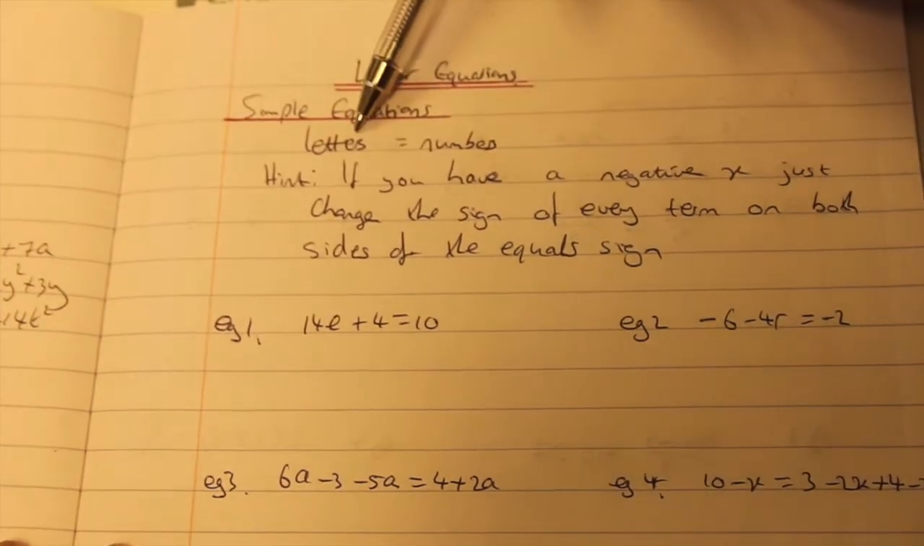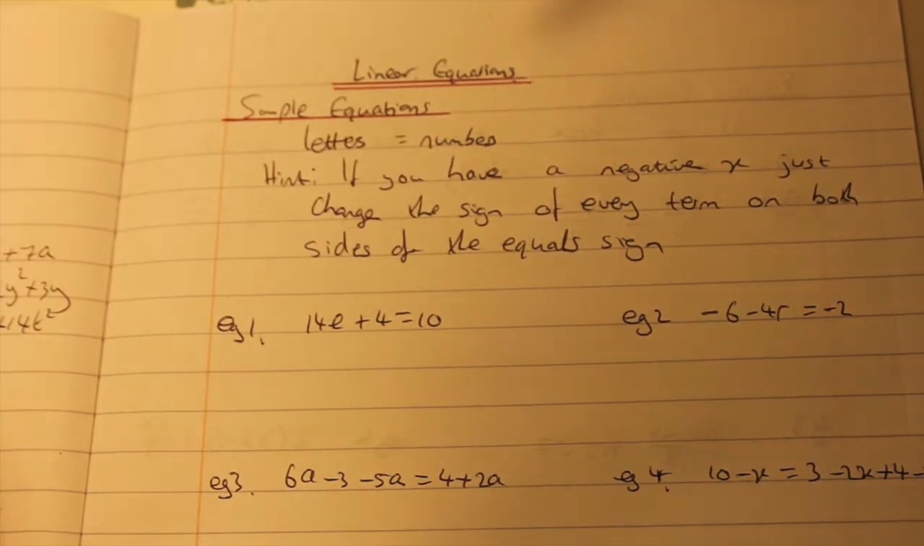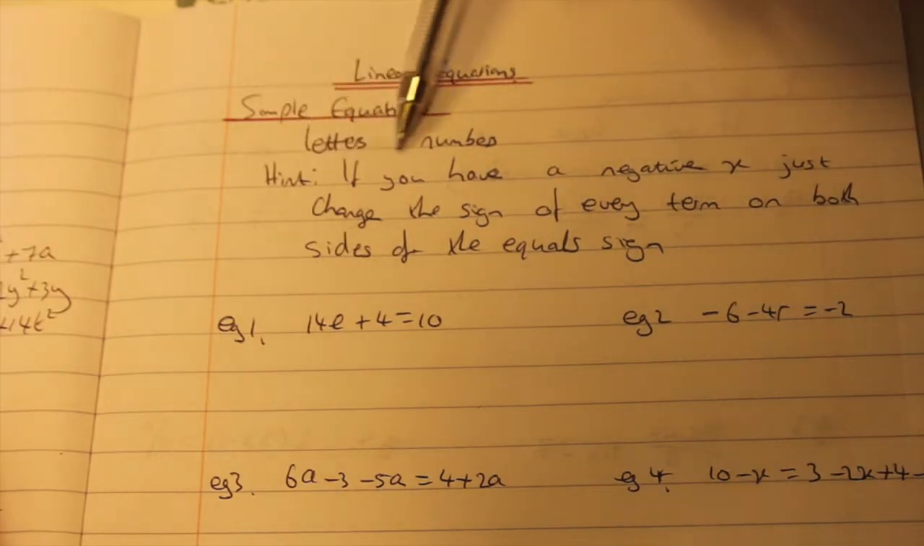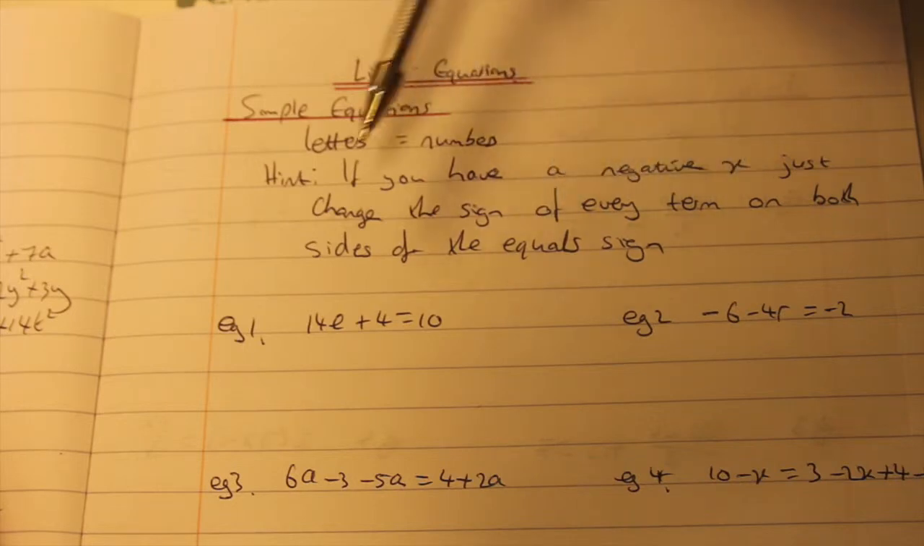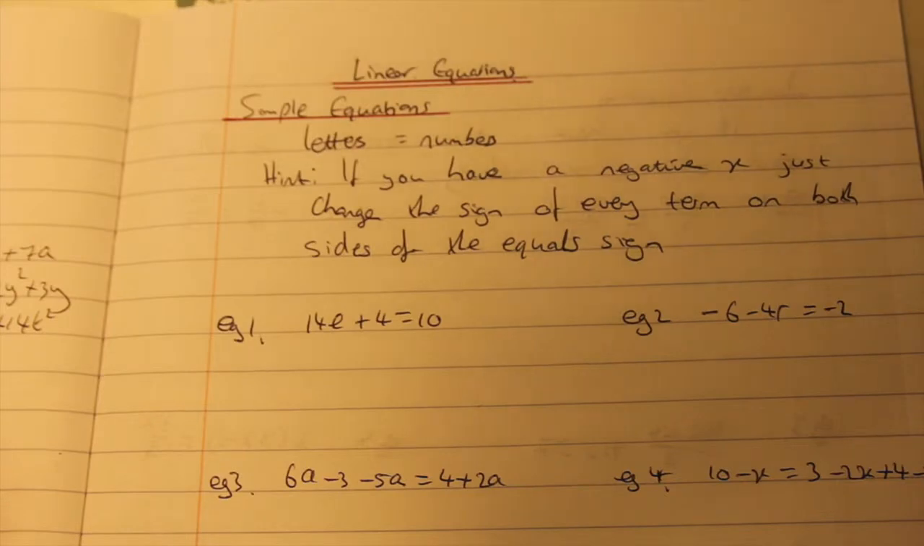Now, remember when you move sides, you do the opposite. So if you're moving an adding thing, it becomes a subtracting. If you're moving a multiplying, it becomes a dividing, and so on. Now, a hint here: if you have a negative x, you just change the sign of every single term on both sides of the equal sign. I'll show what that means in a couple of minutes.